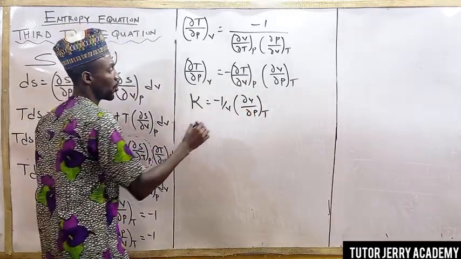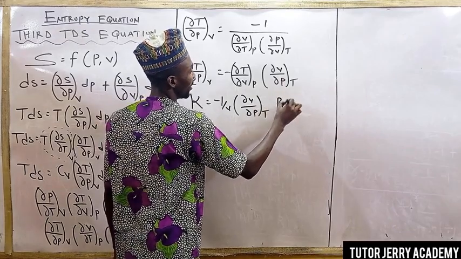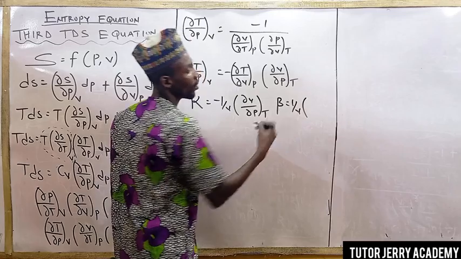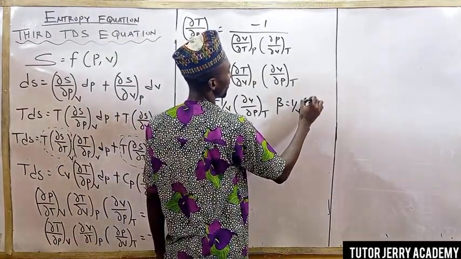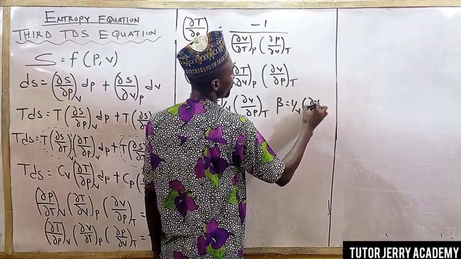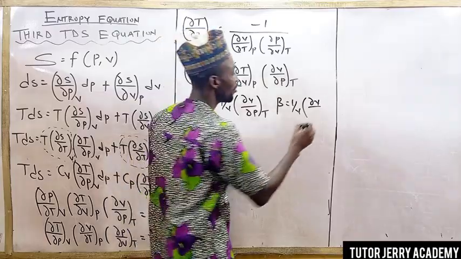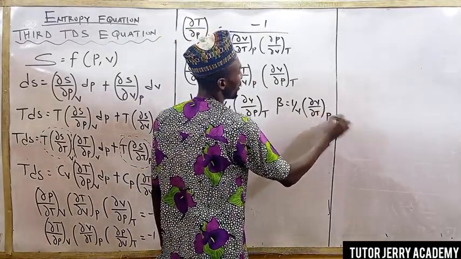All right. So we also know that our beta is nothing but 1 all over V into the partial derivative of V all over the partial derivative of T, keeping P constant.